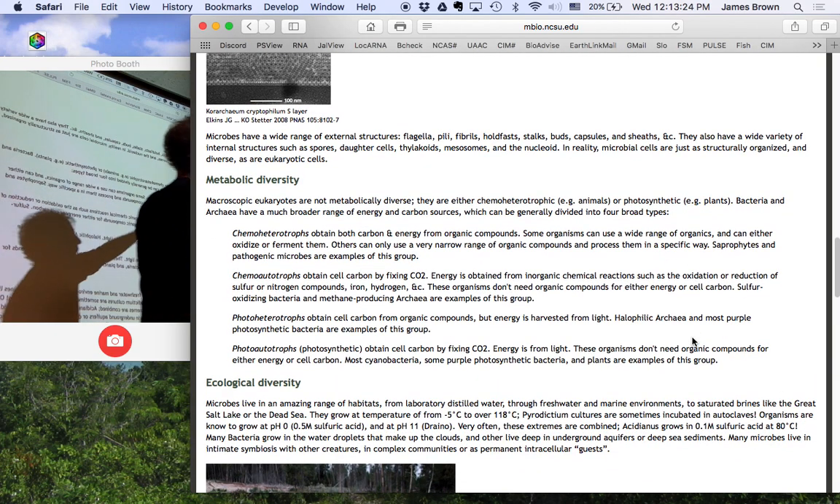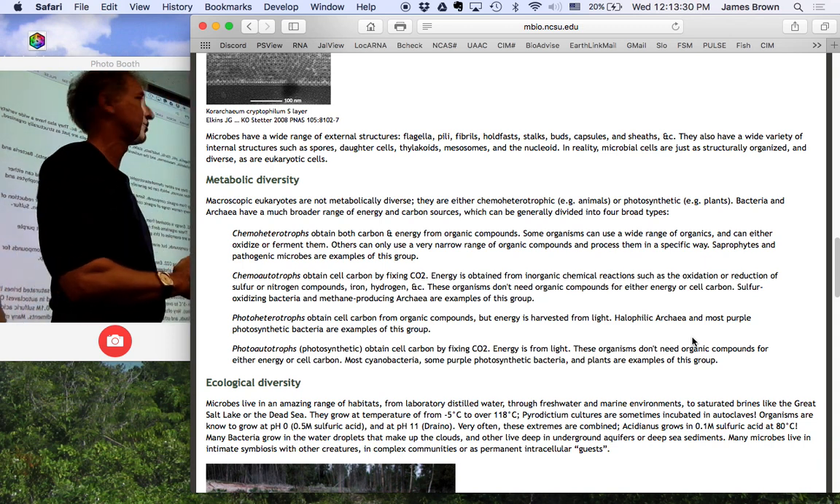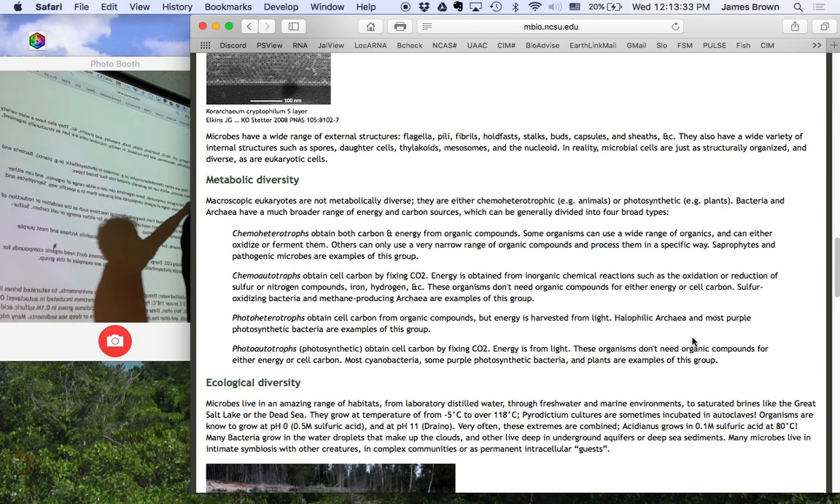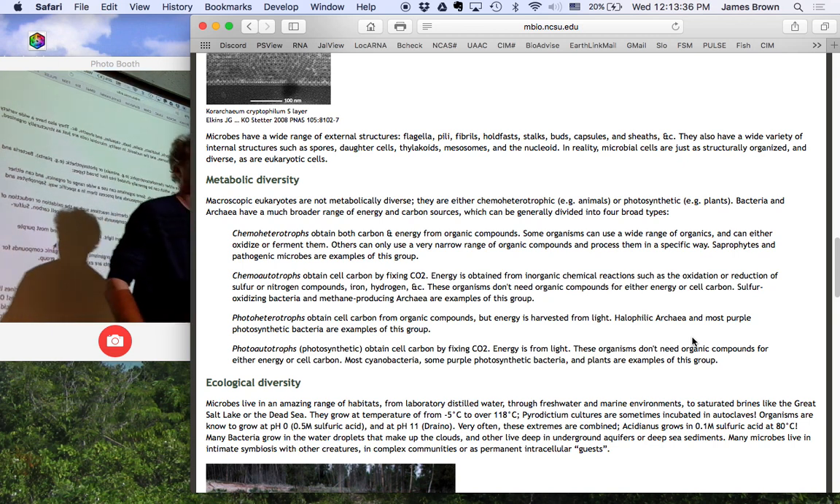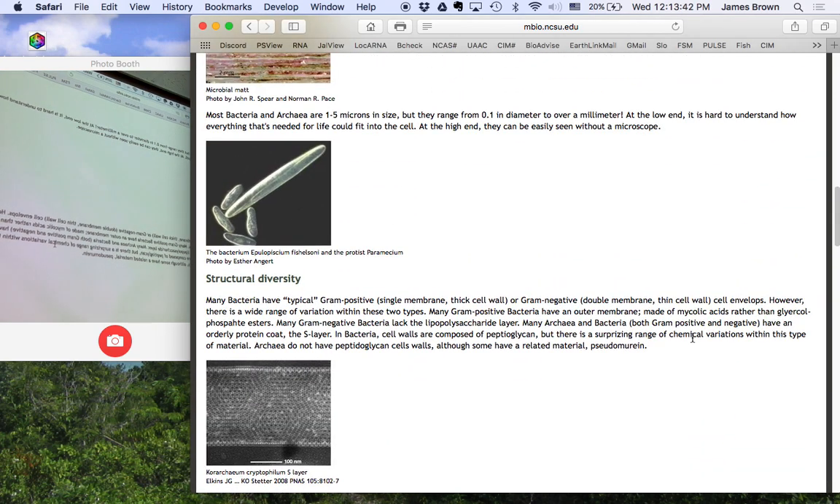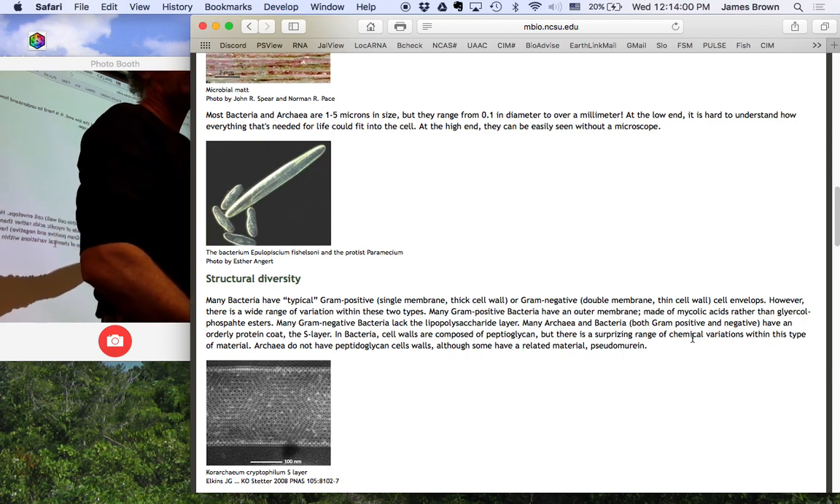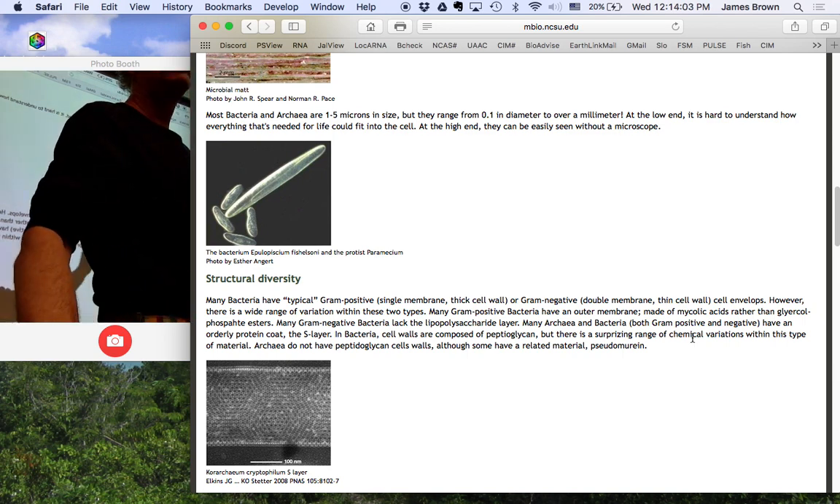Organisms have flagella, fimbriae, holdfast stalks, buds, capsules, all kinds of surface and structural stuff. They have internal structures. Spores are an obvious one. Daughter cells. What do I mean by that? Epiphyseum does this. Here's the mother cell. These two things inside are going to be the offspring. The offspring form inside the original cell. The mother cell lyses and releases the offspring. Again, this is an organism related to Clostridium. The process of developing those daughter cells is homologous to the endospore forming genetic machinery.